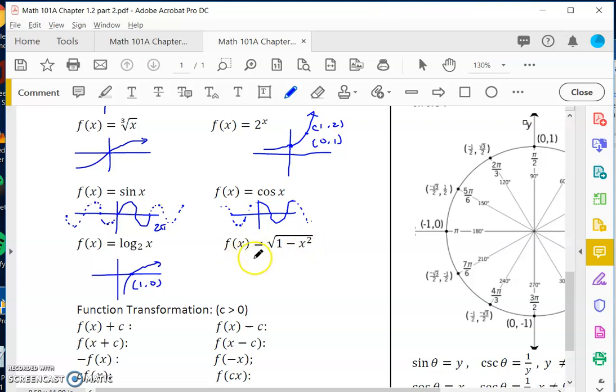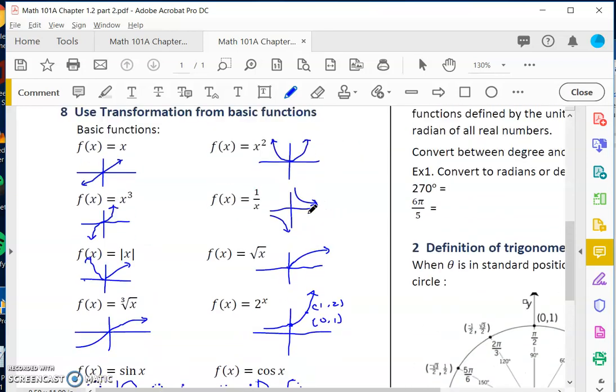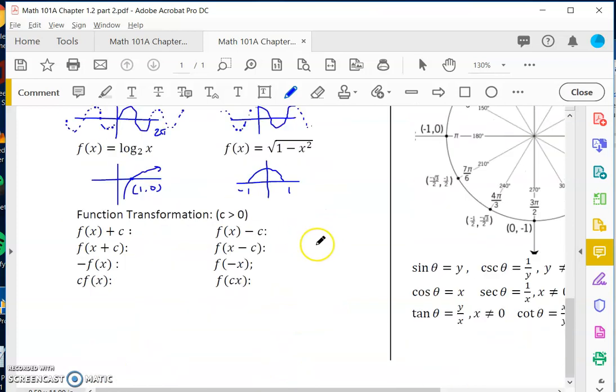Then f of x equal to the square root of 1 minus x squared is also a square root function, but it is part of a circle, the unit circle. So it's a semicircle from -1 to 1. We cannot do the whole circle because obviously that is not a function. So these are the basic ones that you can use to graph all the other functions. You need to know how to do them.